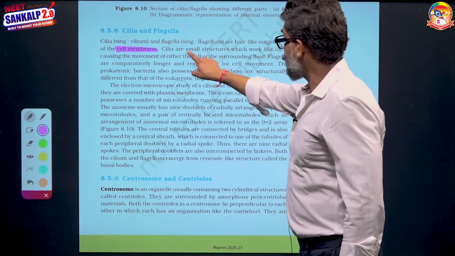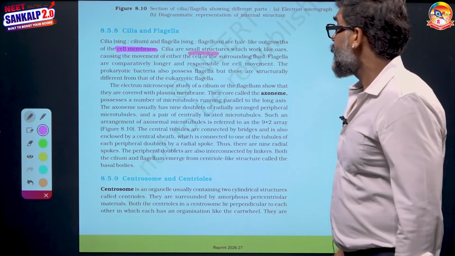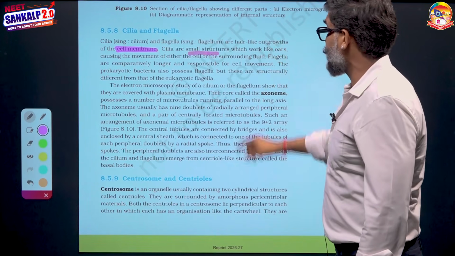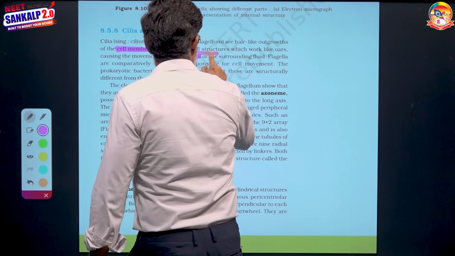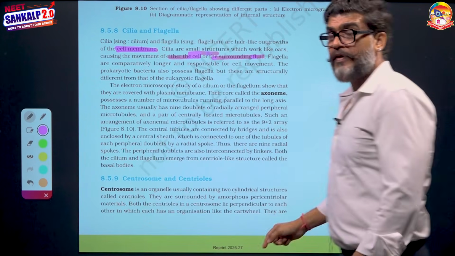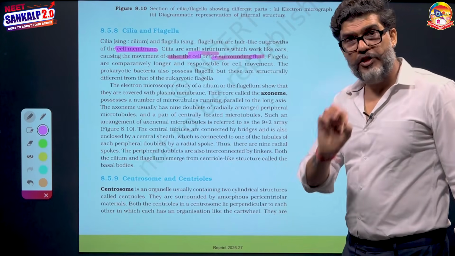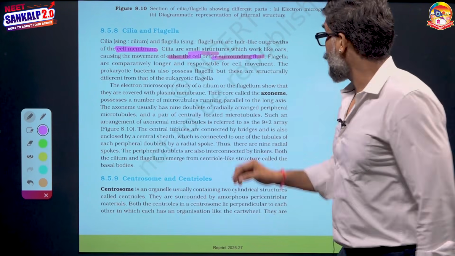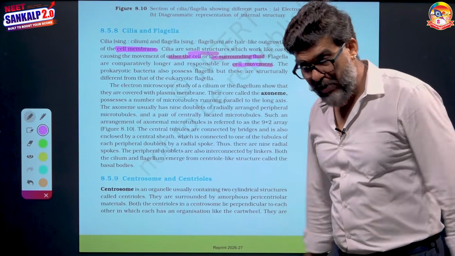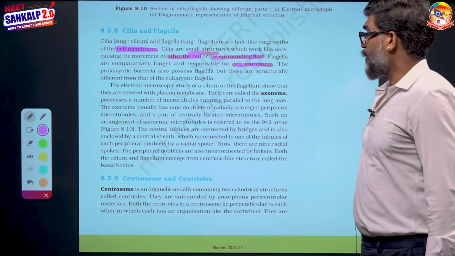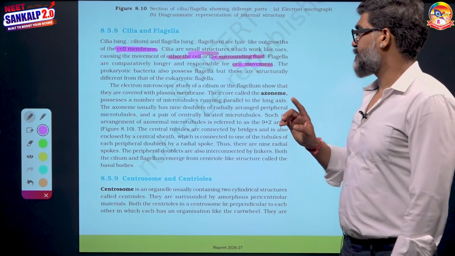Cilia are small structures, which means flagella are large structures. Cilia work like an oar-like structure and cause movement of either the cell or the surrounding fluid. While flagella are comparatively long structures and are responsible only for the movement of the cell, meaning they will not allow the movement of the surrounding medium. The prokaryotic bacteria also possess flagella, but they are structurally different.